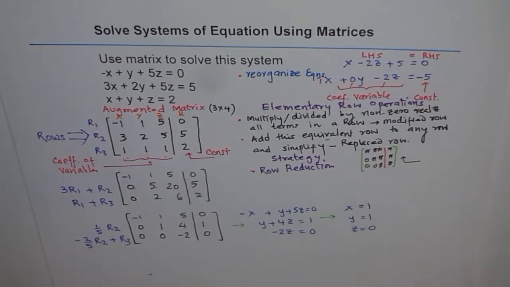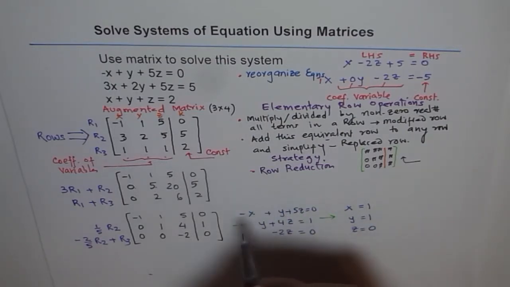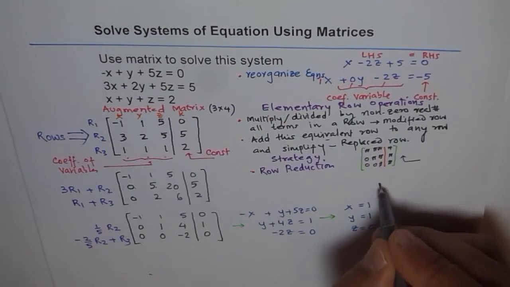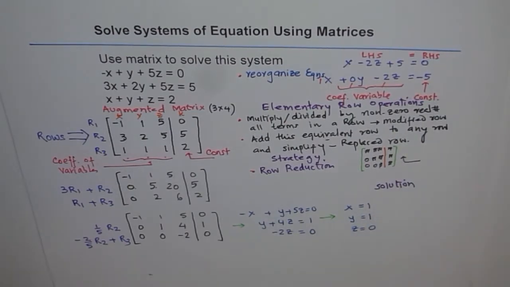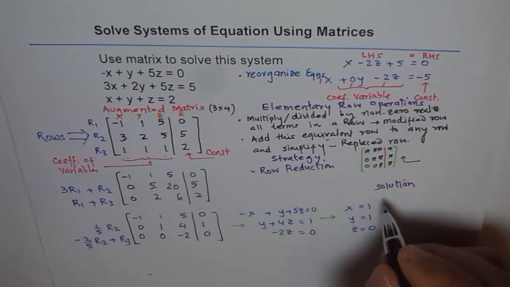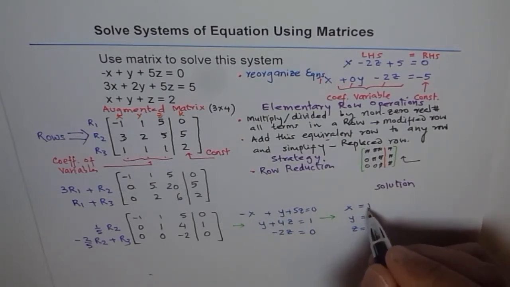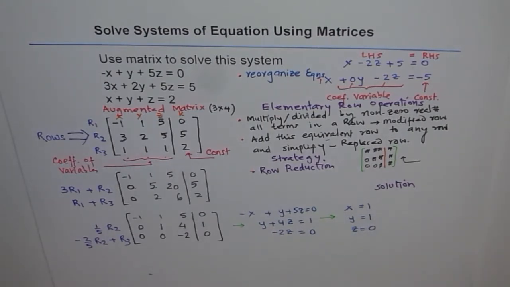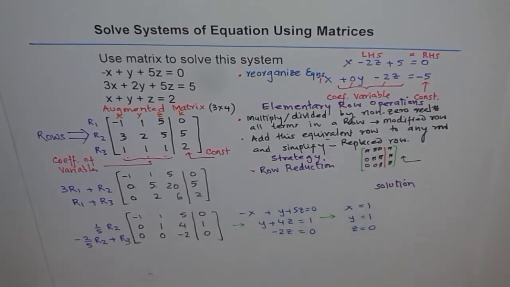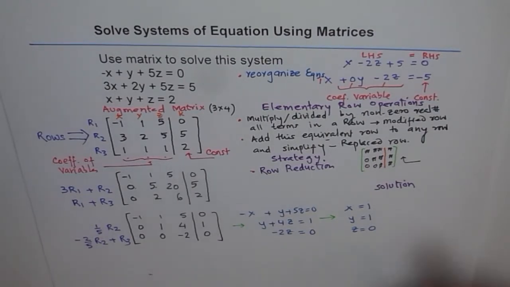So we get our solution. Row reduction leads to a solution, right? So what is the solution for us? The solution for us is x equals 1, y equals 1, and z equals 0. Do you see that? It was so easy to get, just 3-4 steps and you get hold of your solution. Now you can check your solution.